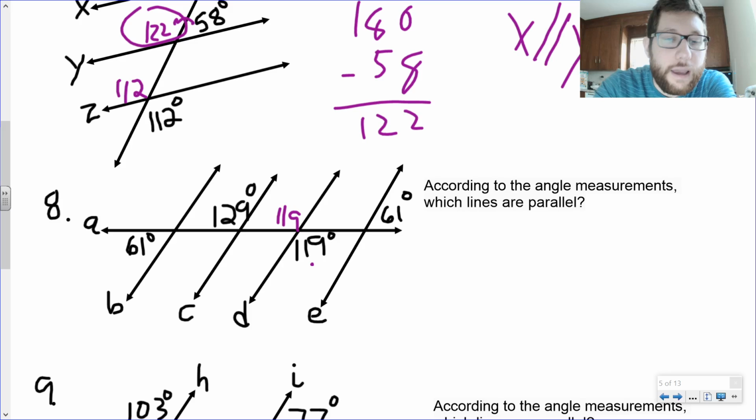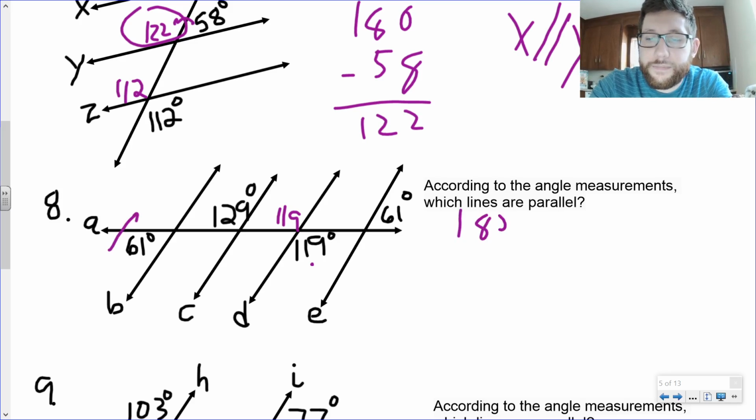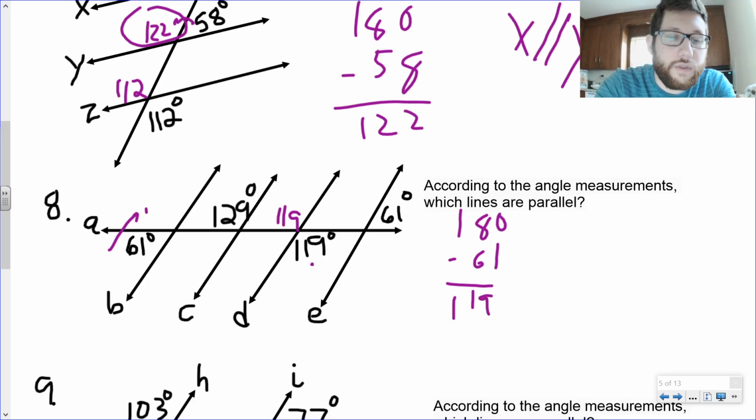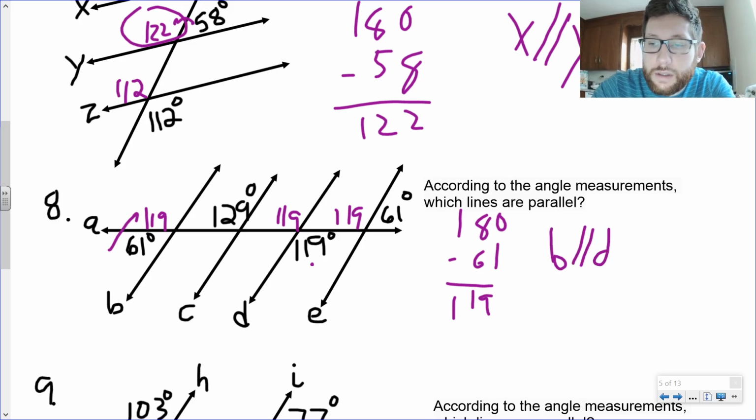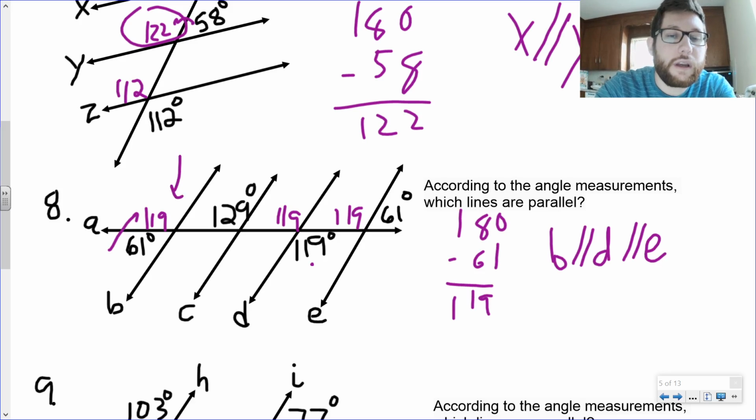All right, so let's go ahead and solve. So 61, those are supplementary, so 180 minus 61, and I get 119. Oh, that looks familiar. But wait, there's more. I could solve that 61 right there, and I would also get 119. So what do we find? Well, which lines are parallel? Well, B is parallel to D, which is parallel to E. I actually have three lines here that are parallel because I've got three 119s.